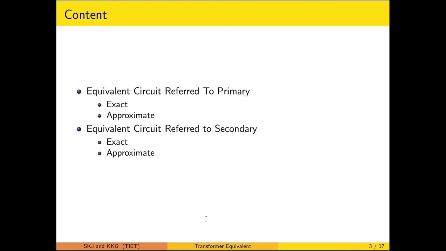Now in this particular video we are going to obtain the exact equivalent circuit referred to the primary, and we will also be making some approximation to obtain the approximate equivalent circuit. On the analogous line we will be referring the equivalent circuit to the secondary. So we will be discussing both the exact and the approximate arrangements. We will also be dealing with the phasor diagrams for all four cases under consideration.